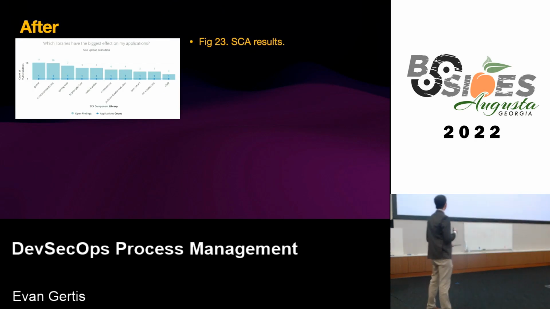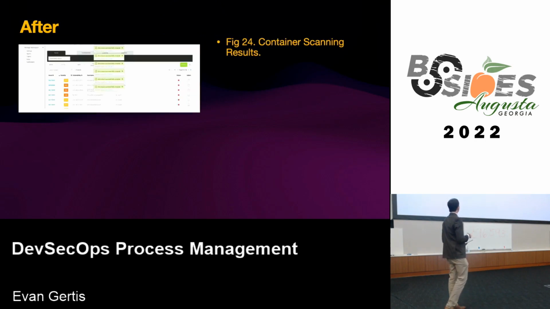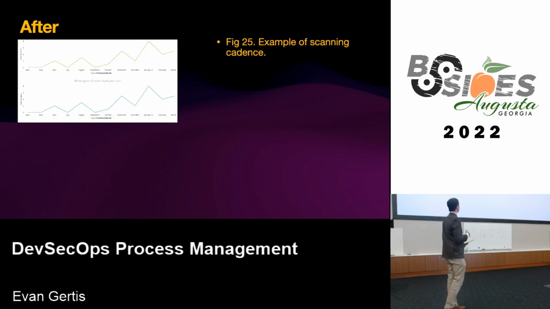All right, and then here's another example of the application, the software composition analysis, right? You can see that this has gone down even further. Here's an example of container scanning. This is the automated system, right? You can see these tickets are created successfully, automated, saving people time.